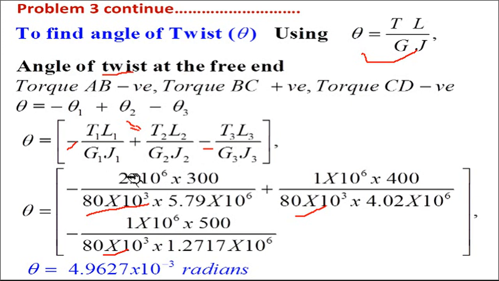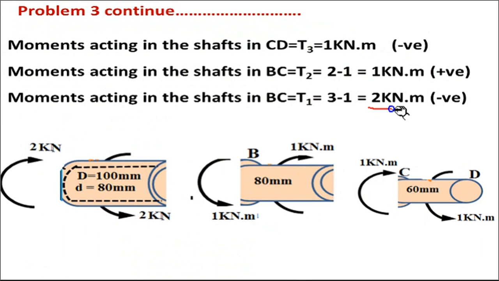Section 1 is carrying 2 kilonewton meter torque. So it is kilonewton meter. That's why here the power is 6. This torque, if you observe, is 2 kilonewton meter. That is in section 1. This is section 1. This is section 2. This is section 3. 2 kilonewton meter. It is not Newton meter. 2 kilonewton meter means what?